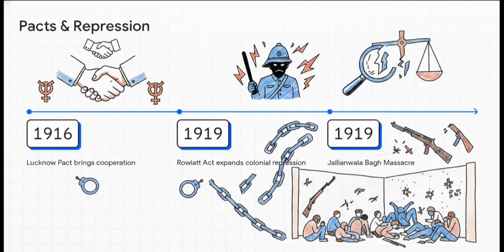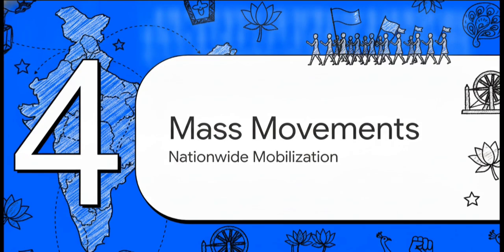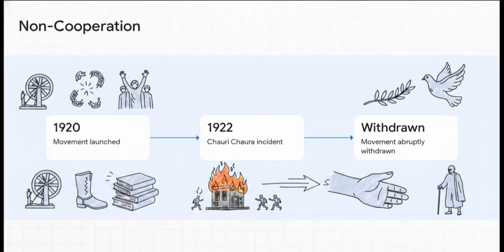Any lingering faith the public had in British justice was completely, utterly shattered, which perfectly sets up Phase 4, Era of Mass Movements, nationwide mobilization from 1920 to 1935. That horrific repression we just talked about sparked an era of mass participation unlike anything the subcontinent had ever seen. It reached literally every corner of the country.